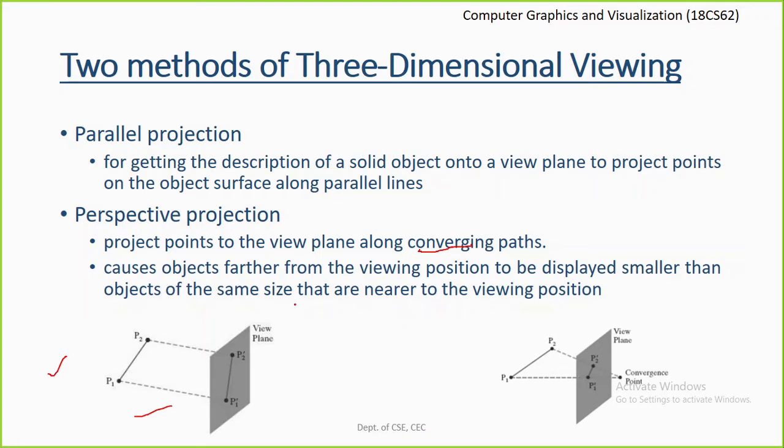So parallel projection is used for getting the description of the solid object onto the view plane, to project the points on the object surface along the parallel lines. Whereas in the case of perspective projection, we don't have parallel lines here. It projects the points onto a view plane along the converging path which converge at a particular convergence point. Right, so that is perspective projection and parallel projection, the two methods for three-dimensional viewing. In parallel projection, the projection lines will always be parallel to each other, whereas in perspective projection, the projection lines are going to converge at a convergence point.